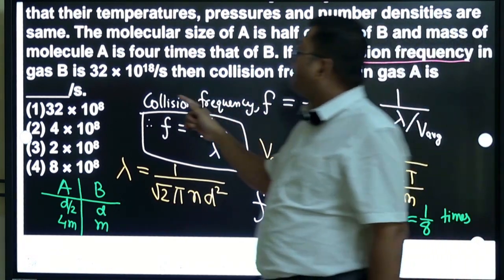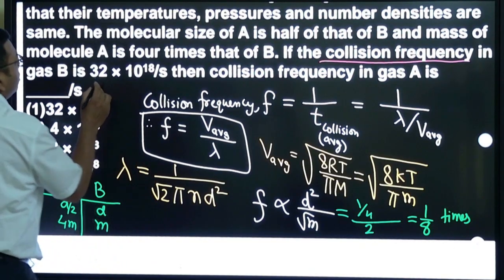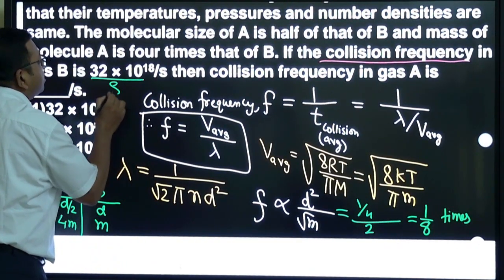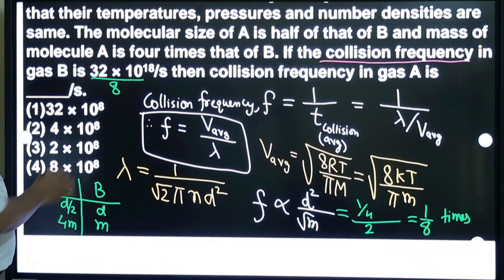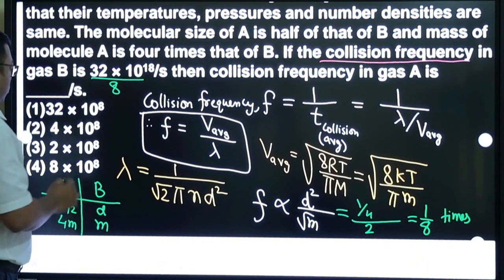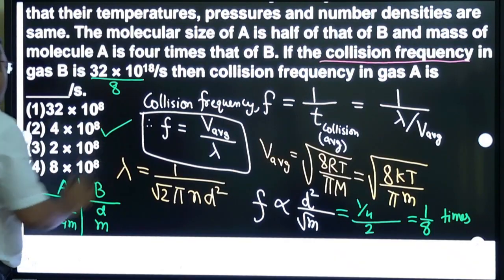So 1 by 8 times means what? 32. This you divide by 8, you will get the answer. So 4, right? It will get cancelled. So the correct answer will be option 2.